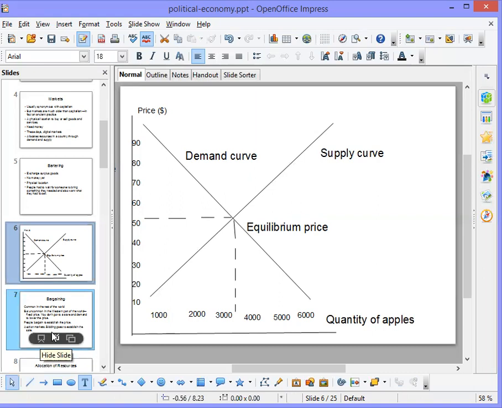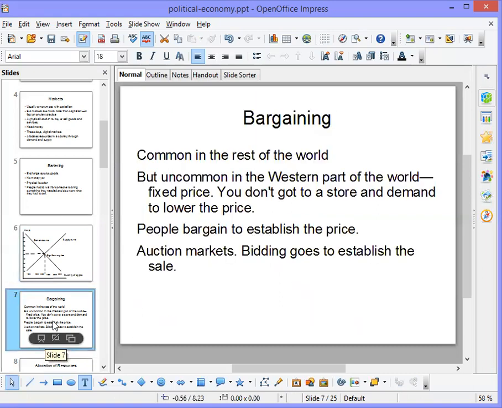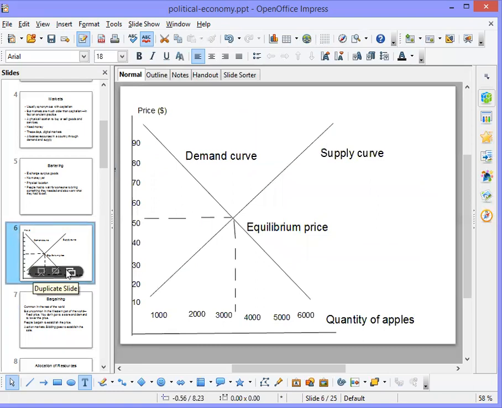So let's look at the next curve. In most societies, the price is established in this process. It's called bargaining. So basically, you go to the supplier and you ask, how much is the price of apples? He might say, I'm selling 1,000 units at a time, and if you pay 90, I'm willing to sell you 6,000 units. But if you're willing to pay only $10, I'm only going to sell you 1,000 units.